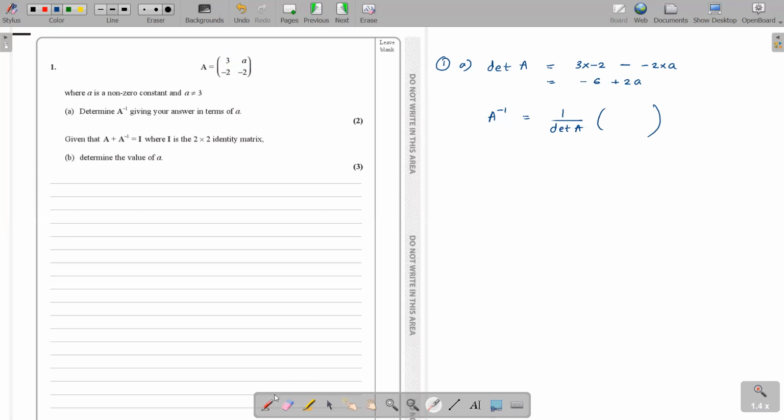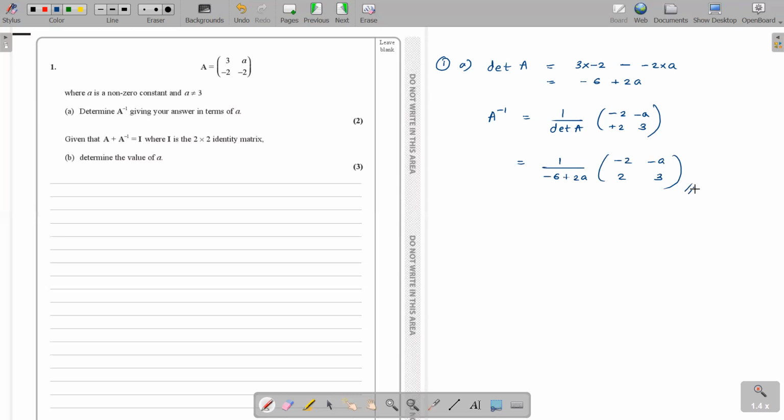Okay, so here the main diagonal elements, when they switch, I get here minus 2 and 3. So they are switching places. Minus 2 and A becomes plus 2 and minus A. So put the determinant here, 1 over determinant A is minus 6 plus 2A. And then continue the rest of it. So you get here minus 2, minus A, 2 and 3. That's it. So this is your A inverse, just 2 marks.